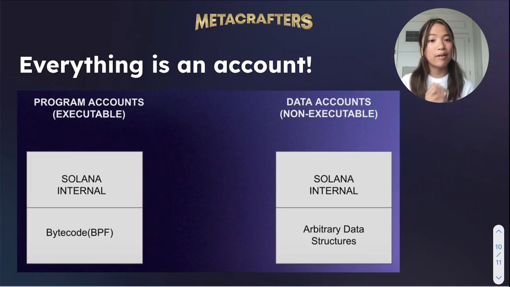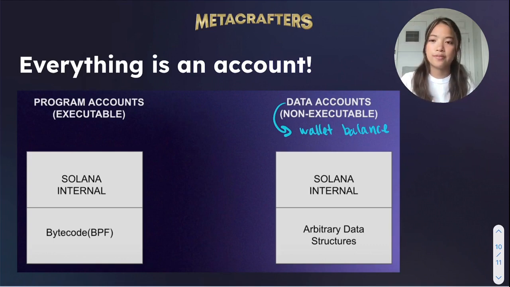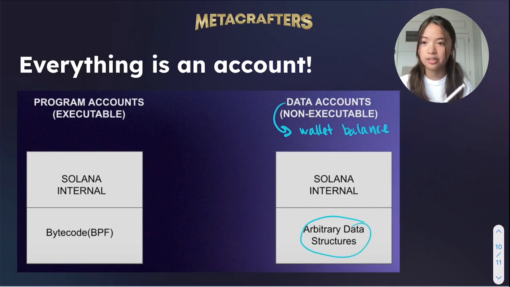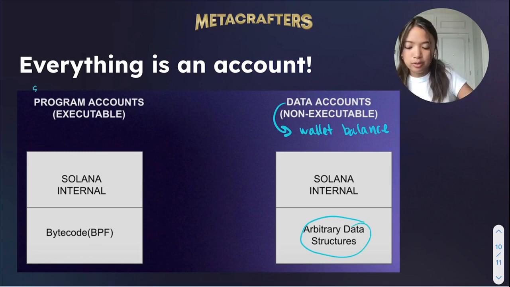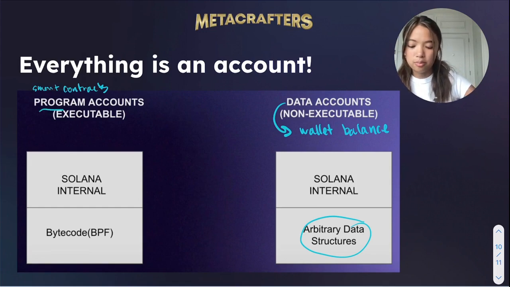So, like we said, everything is an account. This means that not only do we have accounts like data, which includes things like wallets, balances, or other arbitrary information like that. All this information is usually in the form of arbitrary data structures. Programs, which we also know as smart contracts, are also accounts. These are just called program accounts.